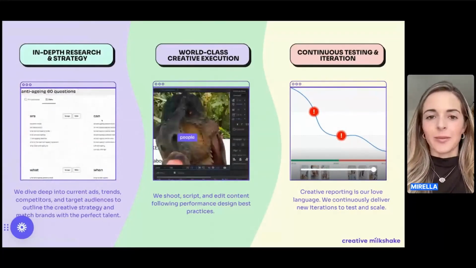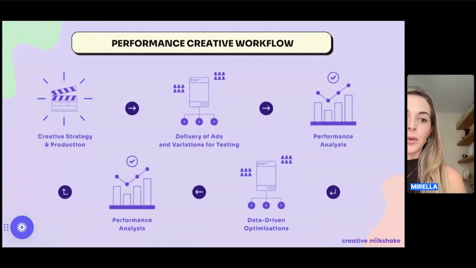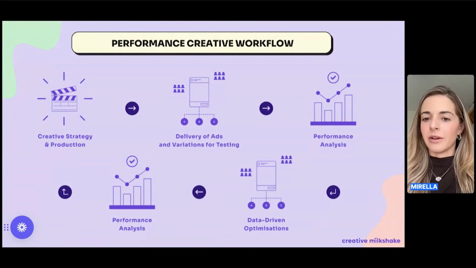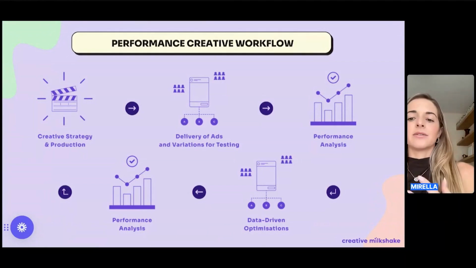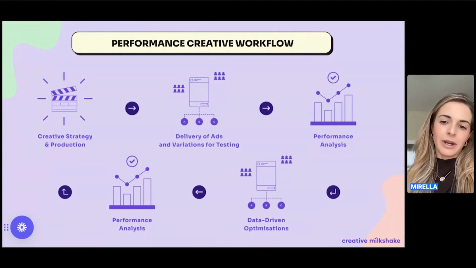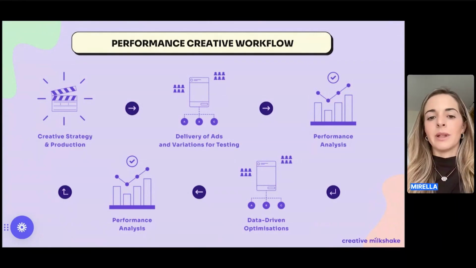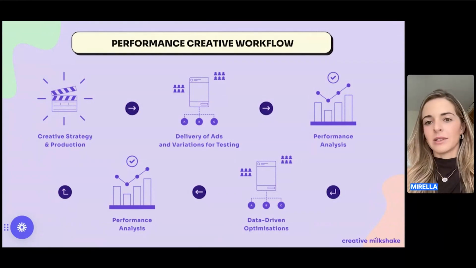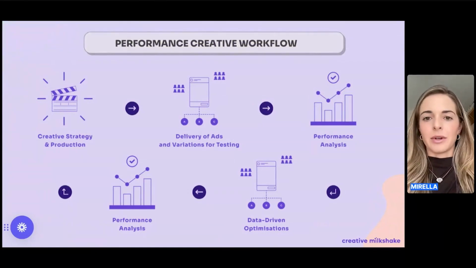to support scale. So, this is what our performance creative flow looks like. It all starts with creative strategy and production. We always deliver ads with multiple variations for testing. We then analyze their performance, deliver the iterated versions optimized based on the data, analyze again, and that will then inform the net new content that will be produced to keep feeding this continuous cycle. And I'll talk more about this throughout the rest of this presentation.